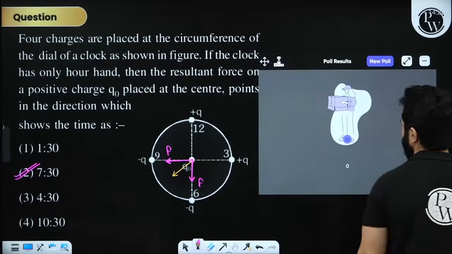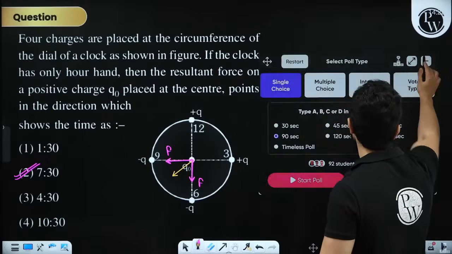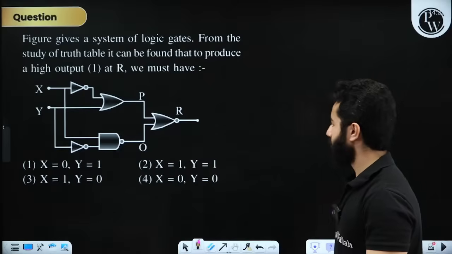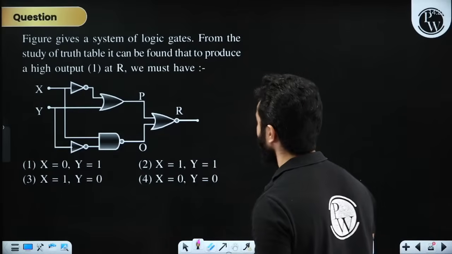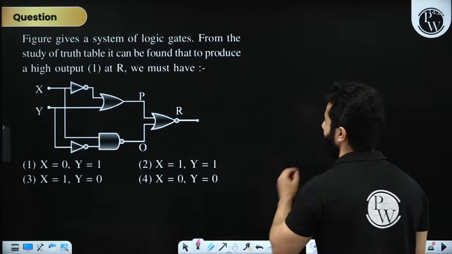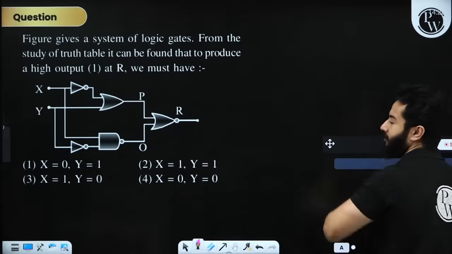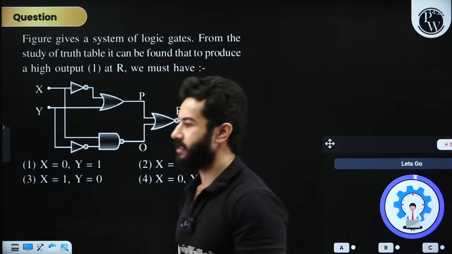B, 7:30. Very good. Very nice. Let's solve this particular problem. The figure gives us a system of logic gates. 90 seconds. Let's start.